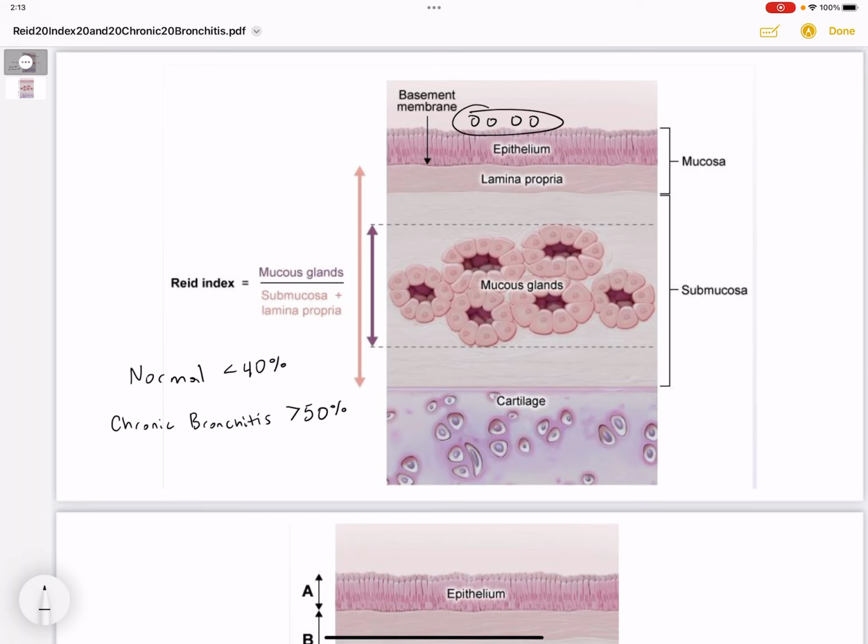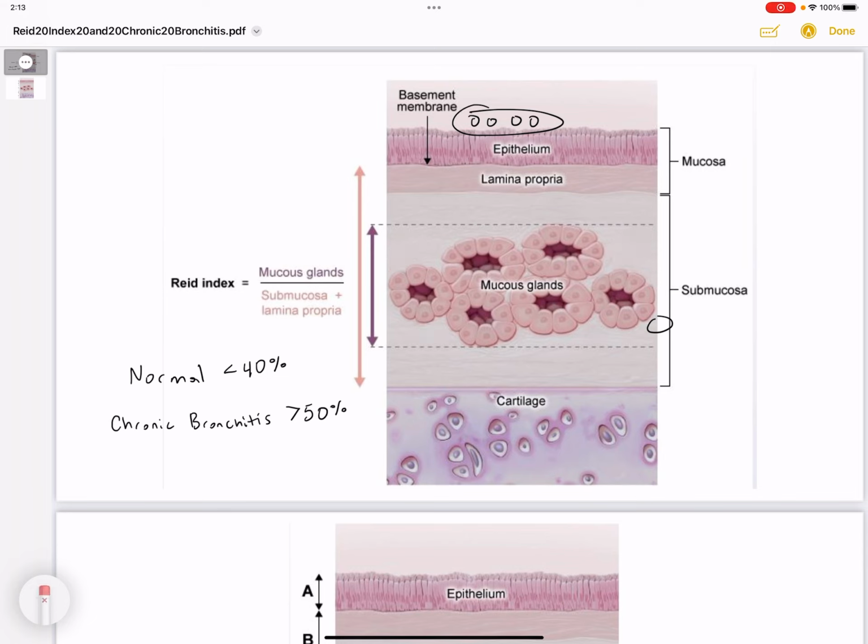And what produces this mucus is going to be our mucus glands. So over time, because we need an increase in mucus production, these mucus glands are basically going to divide and then hypertrophy within the submucosa. And the way we diagnose chronic bronchitis is when we measure the thickness or the space these mucus glands take up compared to the submucosa and the lamina propria.